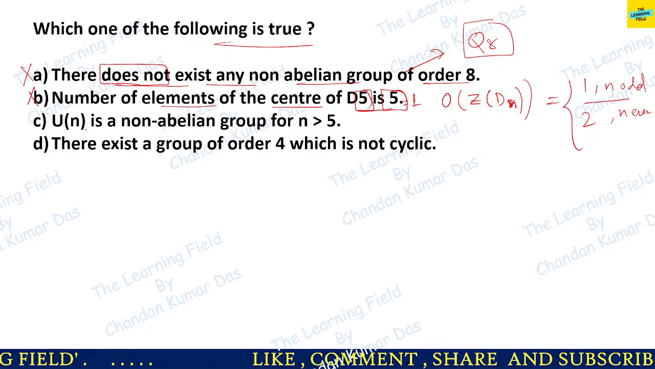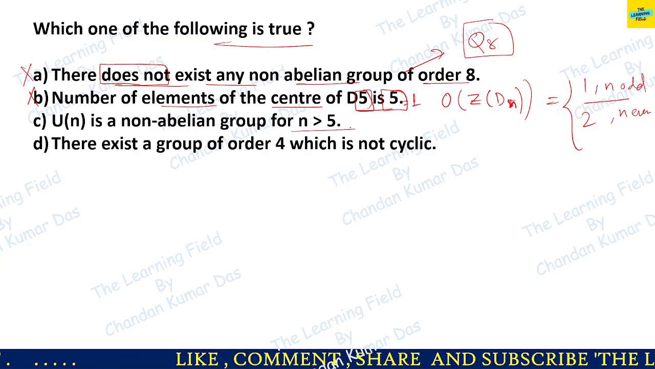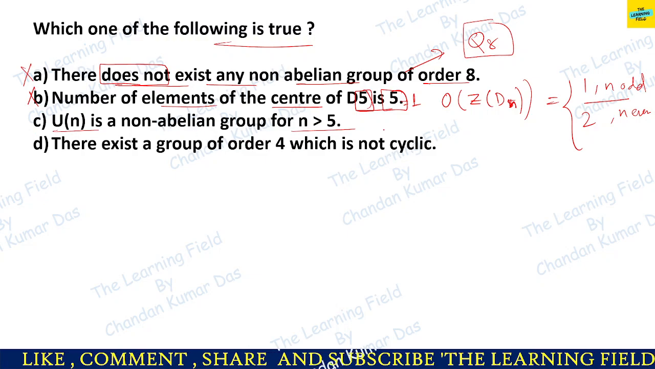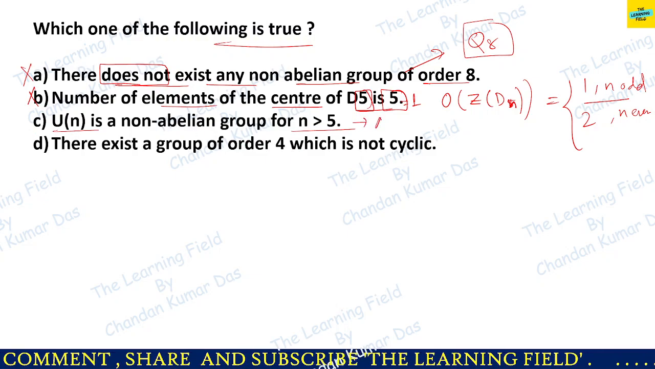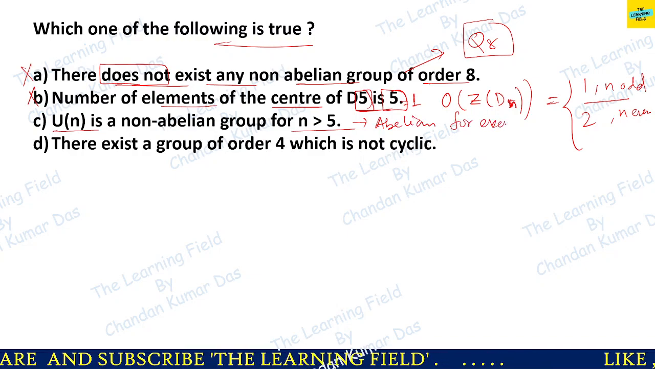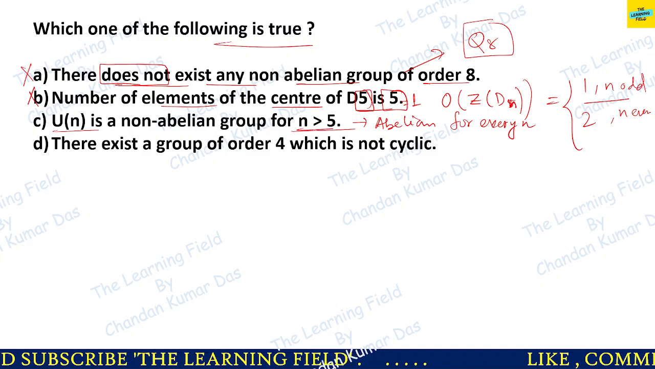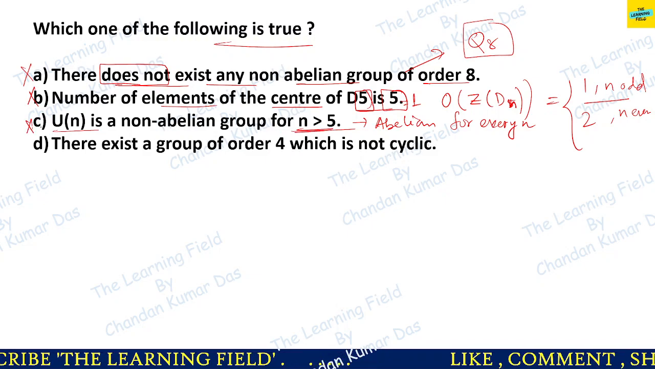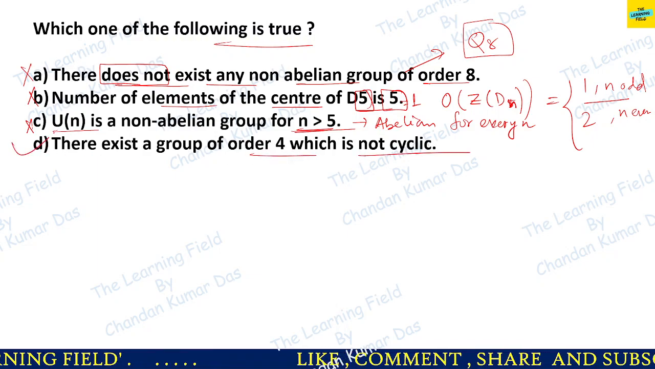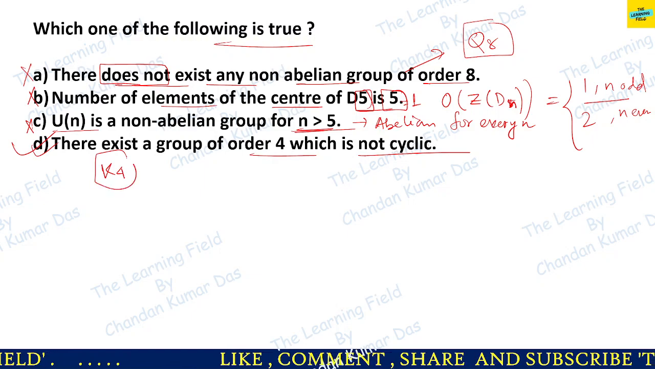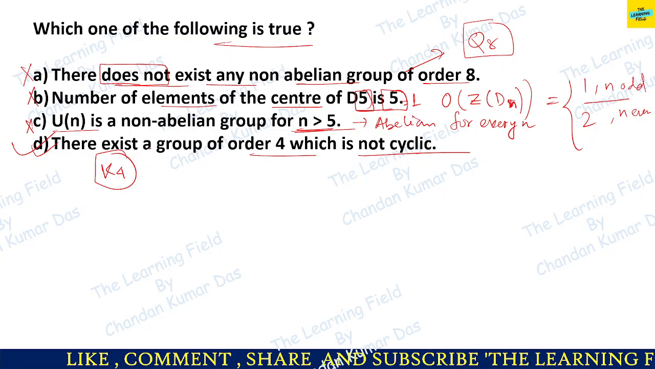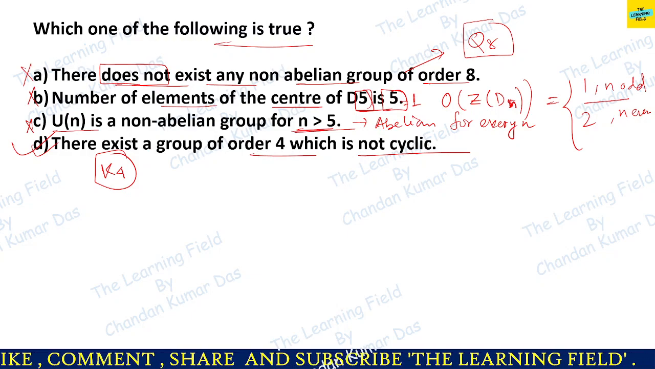Now option C says that Un is a non-abelian group for n greater than 5. Un means group of units. Okay, but group of units is abelian for each and every n. ठीक है, सो ये कोई कंडीशंस के ऊपर बेस्ड नहीं है, सो ये भी फॉल्स ऑप्शन है. एंड इट सेज दैट देयर एग्जिस्ट ए ग्रुप ऑफ ऑर्डर 4 व्हिच इज नॉट साइक्लिक. Yes, this is true because the example is K4. Okay, so I think you understand this problem, and obviously comment once, comment me whether these questions are good or bad.